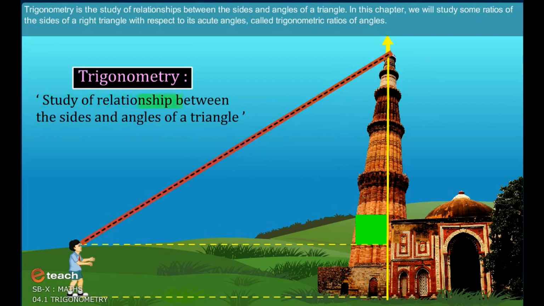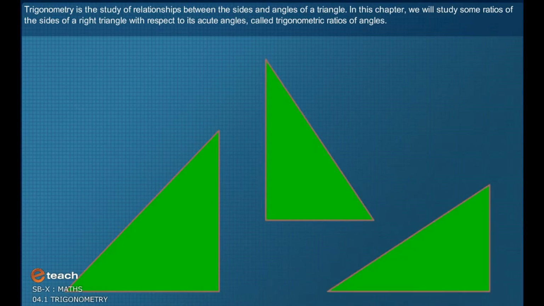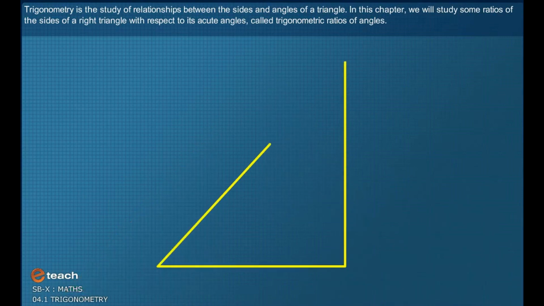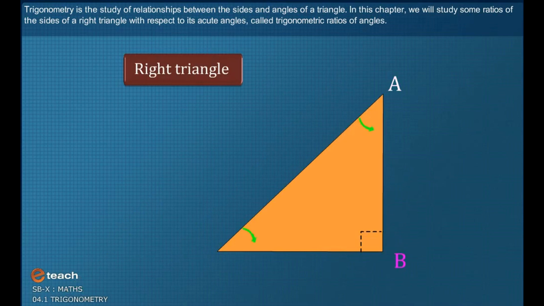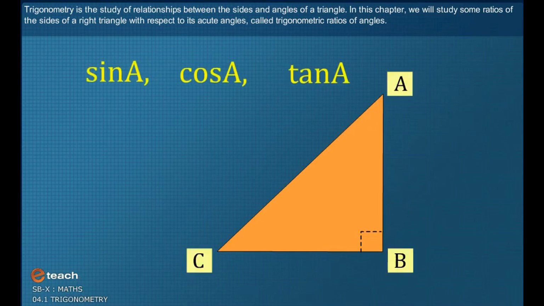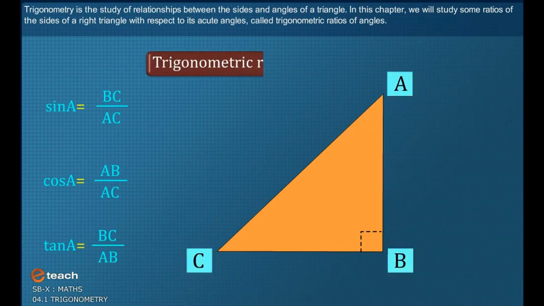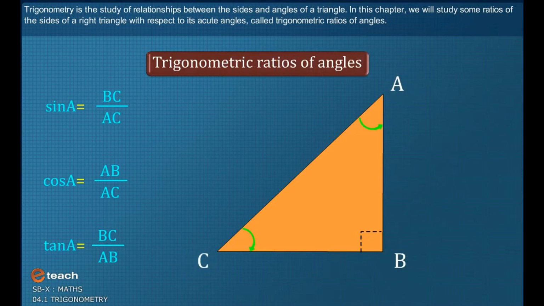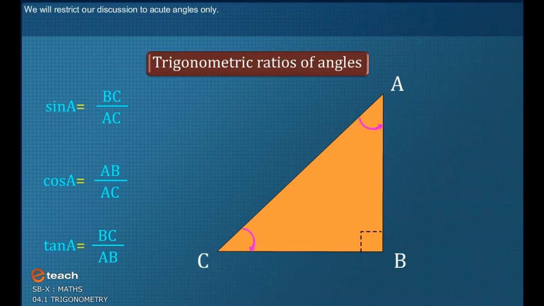Trigonometry is the study of relationships between the sides and angles of a triangle. In this chapter, we will study some ratios of the sides of a right triangle with respect to its acute angles, called trigonometric ratios of angles. We will restrict our discussion to acute angles only.